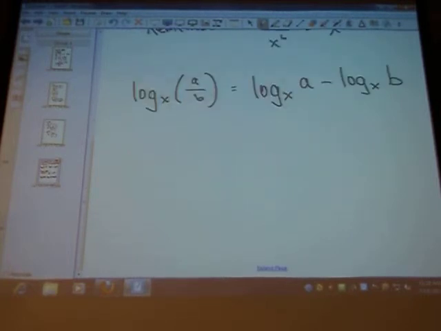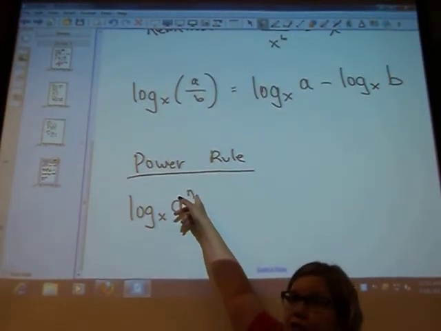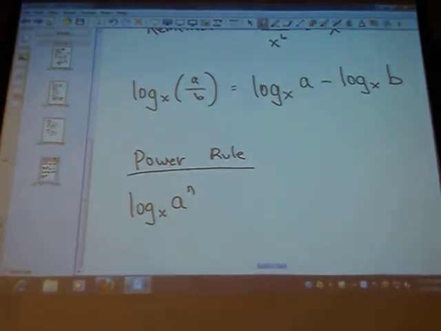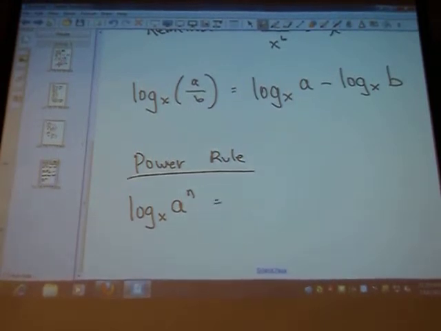Okay, now there's one more rule that's called the power rule. You've got log base x of a to the n power. Now we said if your x and your a are the same number, then they would cancel out and leave you with just n. Okay? But if they're not the same number, they don't cancel out. What happens is that n comes down in front and becomes your coefficient.